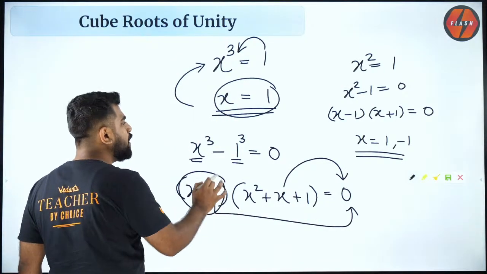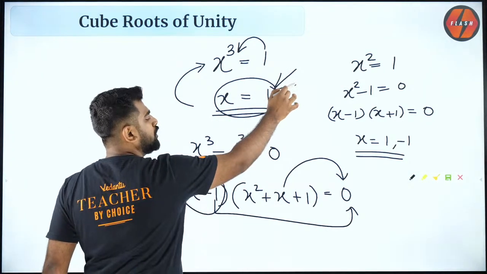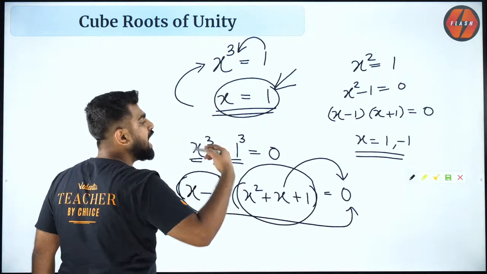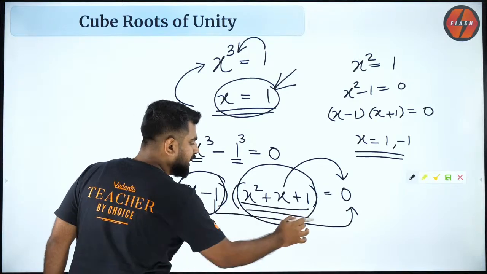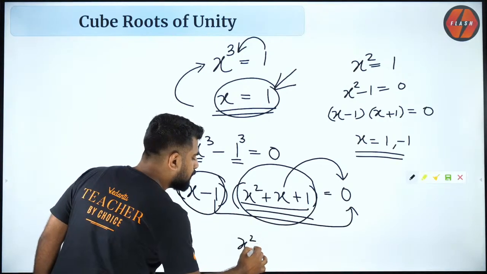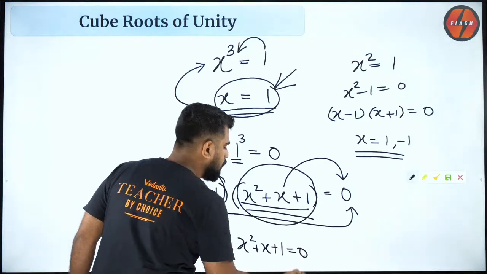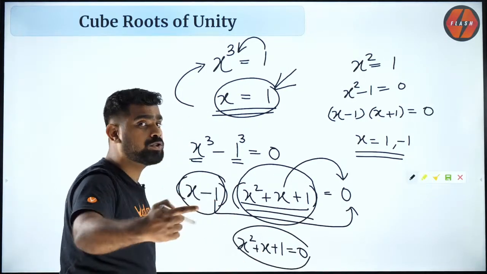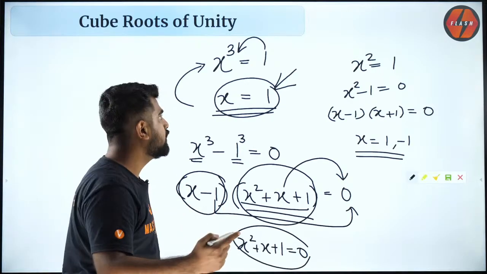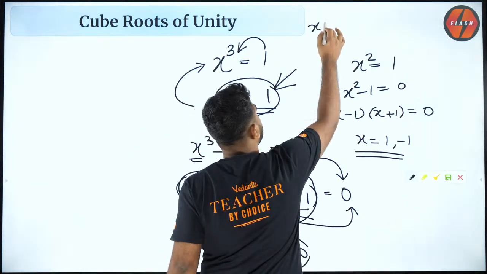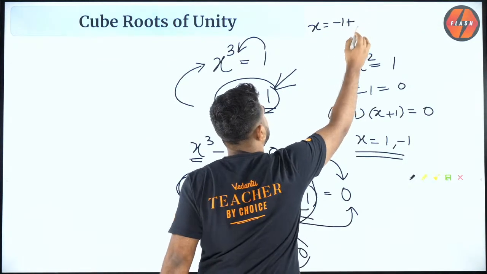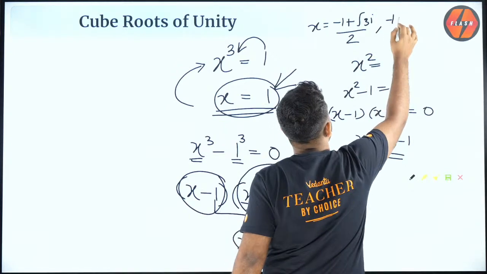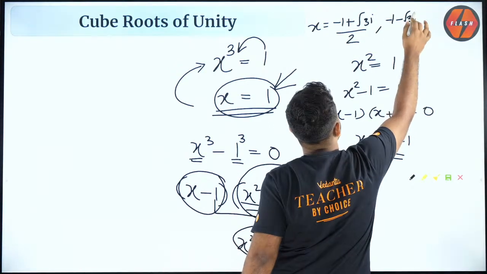So this only gave me the root x equal to 1. So the other 2 roots are basically coming from here. So that will be x square plus x plus 1 equal to 0. So I will solve this quadratic and find out those 2 other roots. What are they? So they are going to be x is equal to (-1 plus root 3i) by 2 and (-1 minus root 3i) by 2.